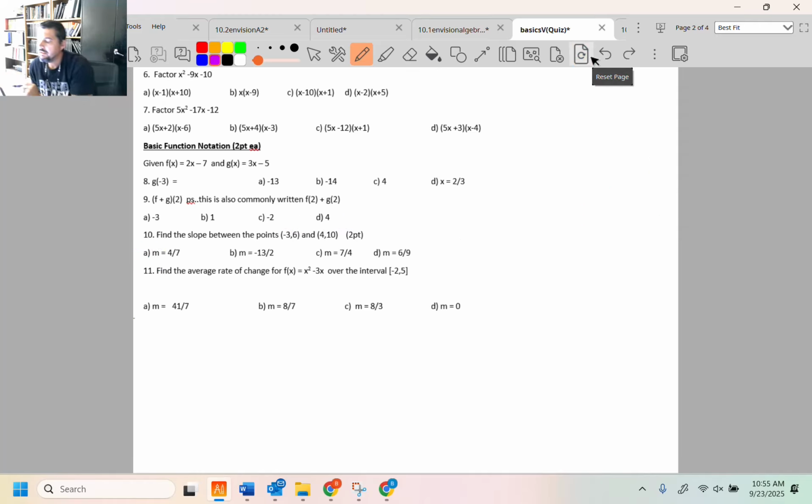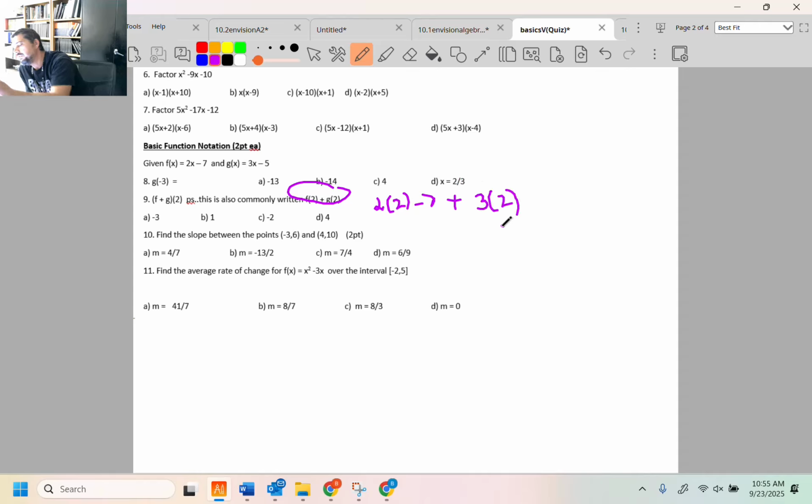Number 9. It literally says this is f of 2 plus g of 2. So let's just do what it says. This is f. Let x be 2. 2 times 2 minus 7 plus g of 2, which means that the x in g is 2, so plus 3 times 2 minus 5. Now 2 times 2 is 4. 3 times 2 is 6. And then we just start putting things together, like 4 plus 6 is 10. -7 plus -5 is -12. 10 minus 12 is -2.